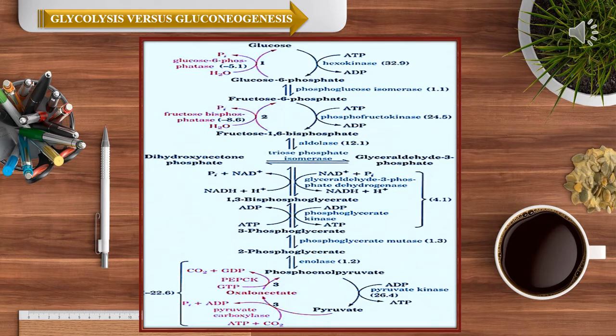This flowchart represents glycolysis versus gluconeogenesis. Glycolysis is the forward reaction of glucose to pyruvate, whereas gluconeogenesis is the backward reaction of pyruvate to glucose. This occurs in both cytosol and mitochondria, where pyruvate is converted to phosphoenol pyruvate in mitochondria only. After that, phosphoenol pyruvate is transported to the cytosol for carrying out backward reactions of glycolysis.